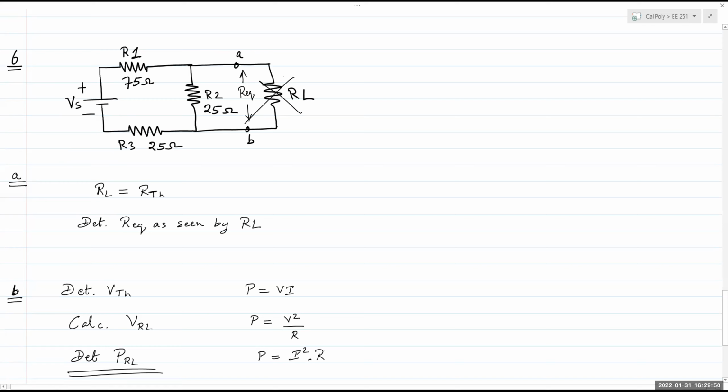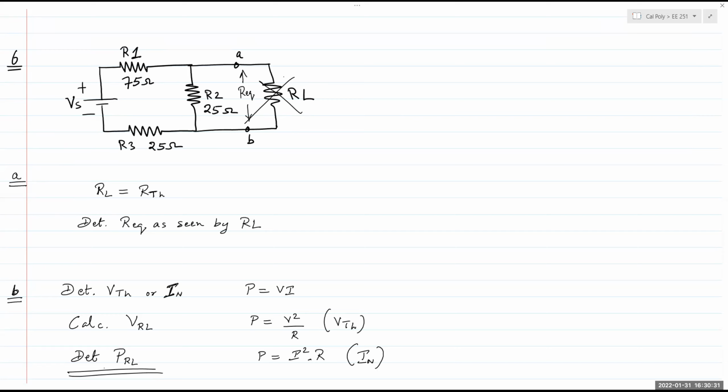The current through RL would be the Norton current, so you'd have to perform a Norton analysis. The voltage would be the Thevenin voltage. In either case, you have to do either a Thevenin analysis or a Norton analysis to determine either the Thevenin voltage or the Norton current as seen by RL. I would say Thevenin voltage would be the easier of the two. Well, actually, no, Norton current would be the easier of the two. In either case, it does not actually matter.